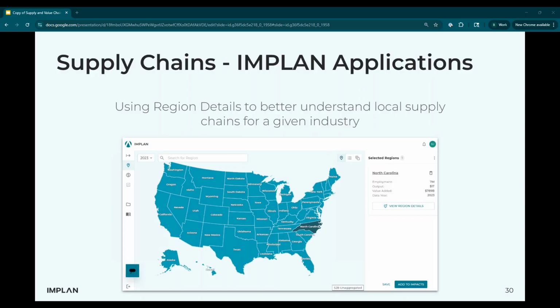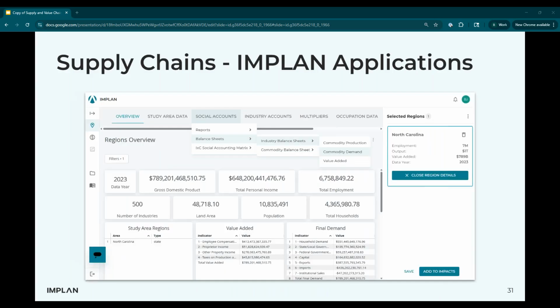Where we're going to look at this, even before running an economic impact, is to use the region details section of IMPLAN. If you're in the regions section and we are looking at North Carolina as a whole, then there's the view region details button on the North Carolina card. I can click that, and that brings me to a vast quantity of data that underlies the model, specific to the region of North Carolina.